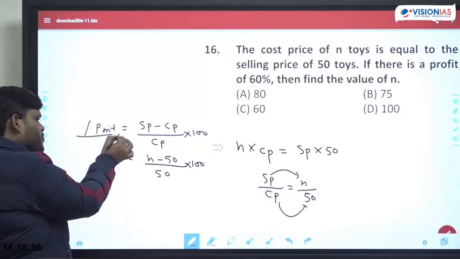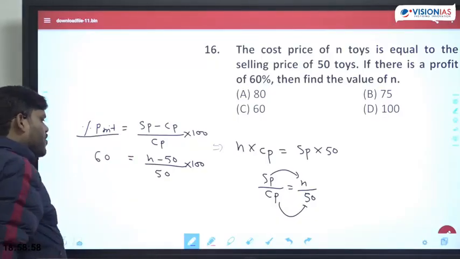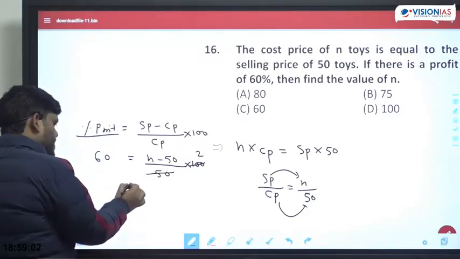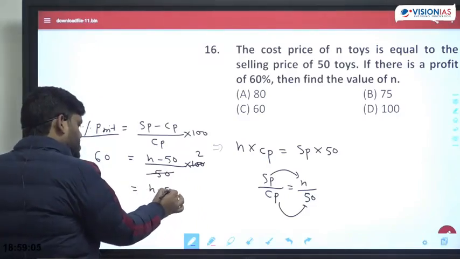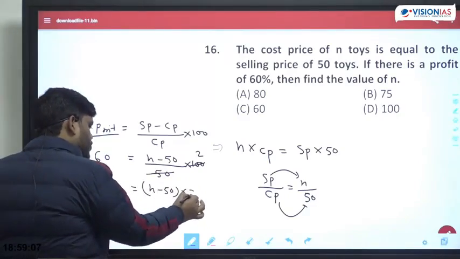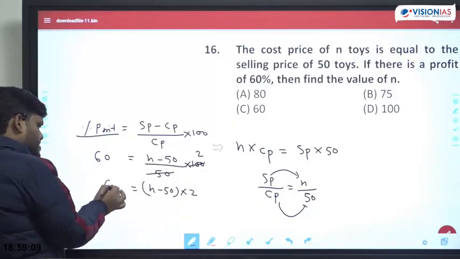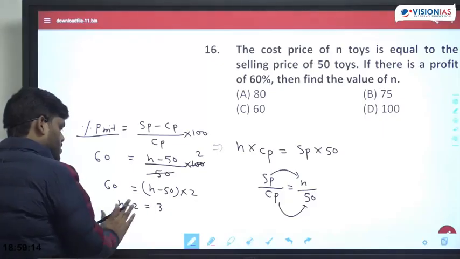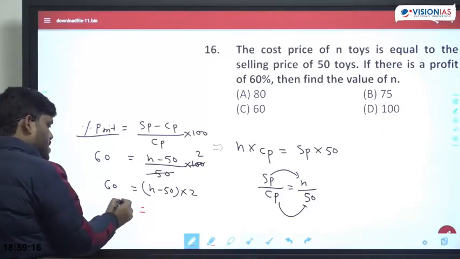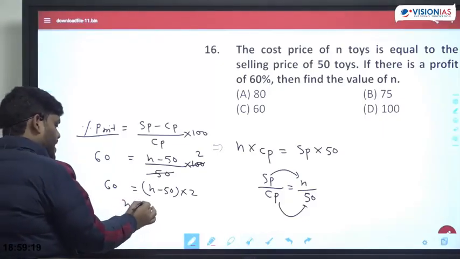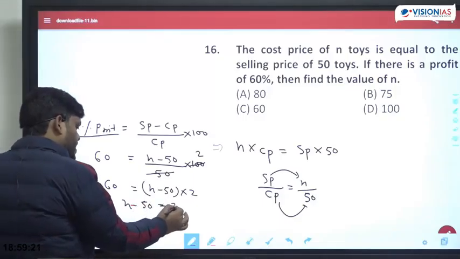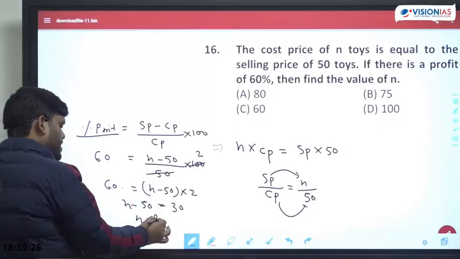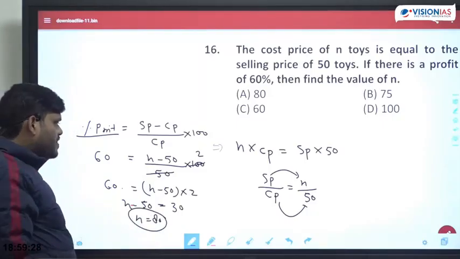And the percent of profit is given as 60. So this simply becomes (N minus 50) into 2, equal to 60. From here we can say that N minus 50 is equal to 30, because the 2 will go to the other side. So N is equal to 80. By this way also we can solve.